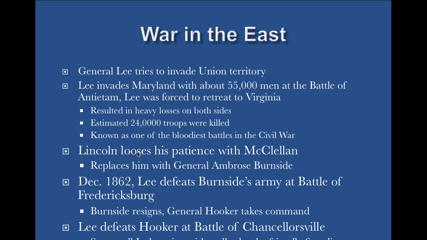In December 1862, Lee defeats Ambrose Burnside's army at the Battle of Fredericksburg. So Burnside resigns and General Hooker takes command. So we see here after Lincoln loses his patience with McClellan, he is forced out. We go through two more generals in the East. So you can tell that Lincoln is really losing his patience with this war. He really wants it to be over.